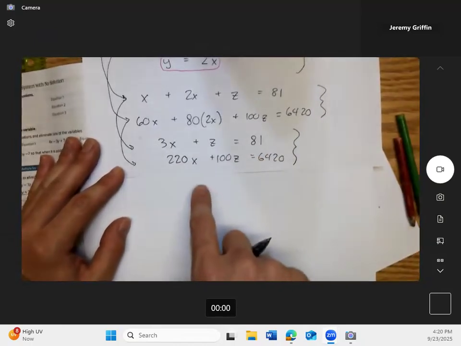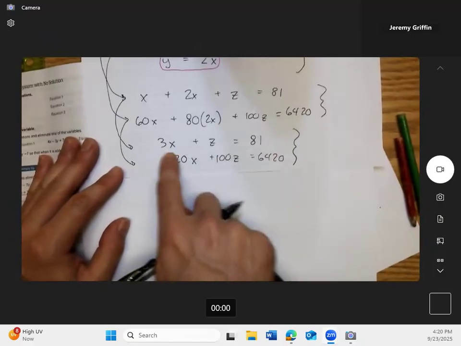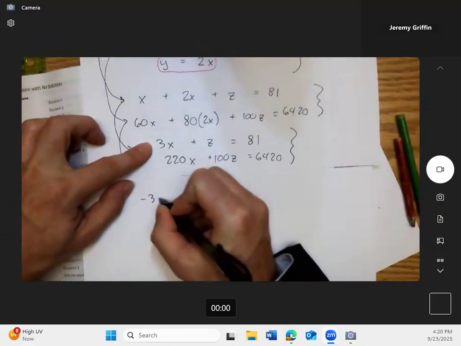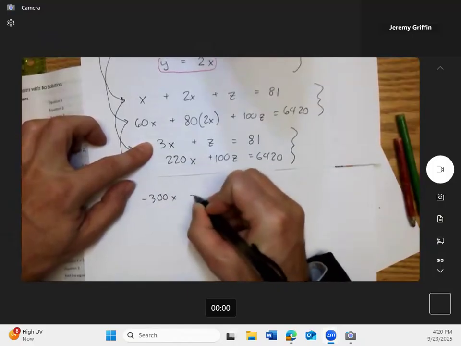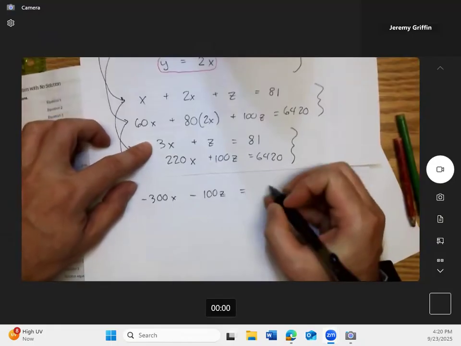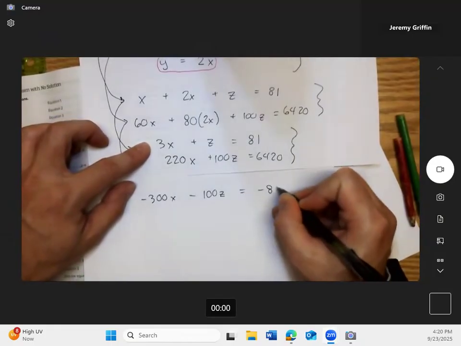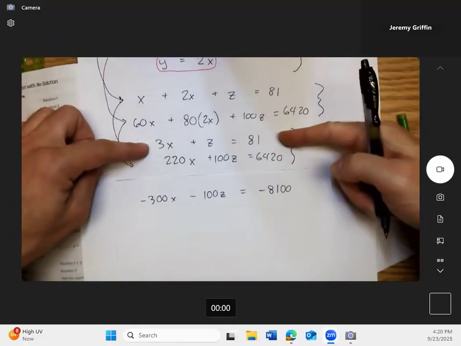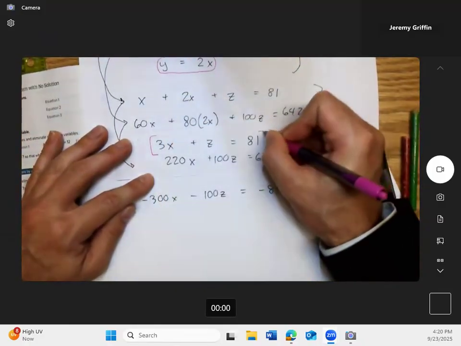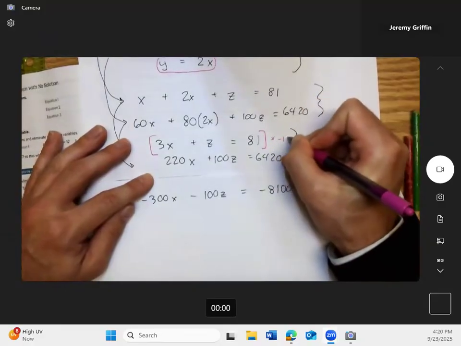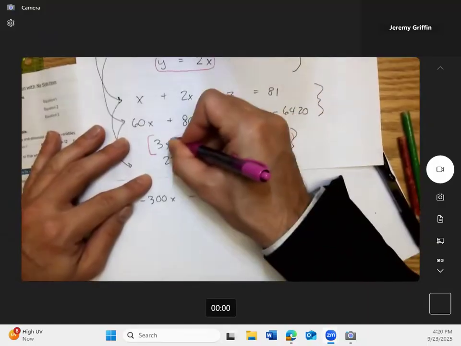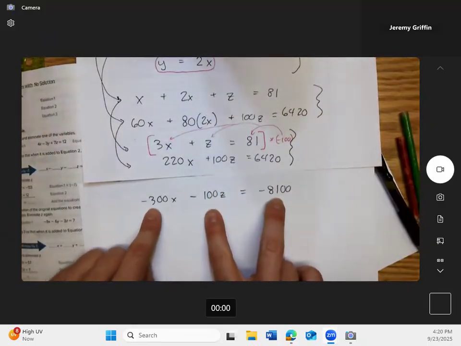I could do this. I could multiply this entire top equation by negative 100. So that would be negative 300x and plus negative 100z equals, and then negative 8100. Okay, see, I just took this equation and just multiplied by negative 100. Here, I'll spell that out right here. I'll do this whole thing. I'll say times negative 100. Right, but that distributes through. That's where I got all these coefficients from, right?